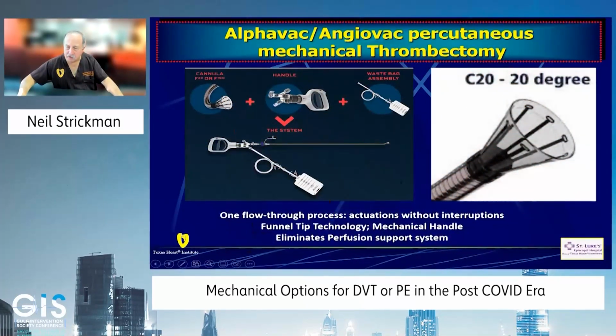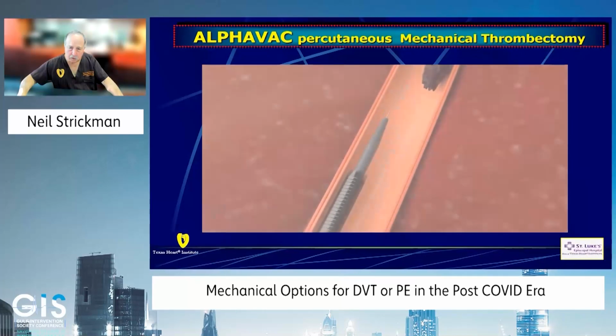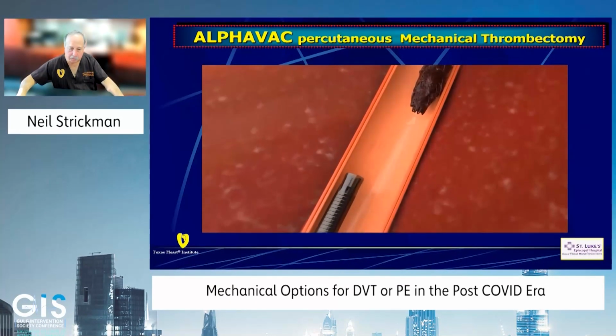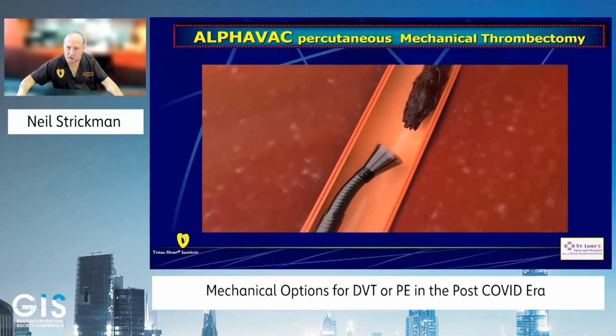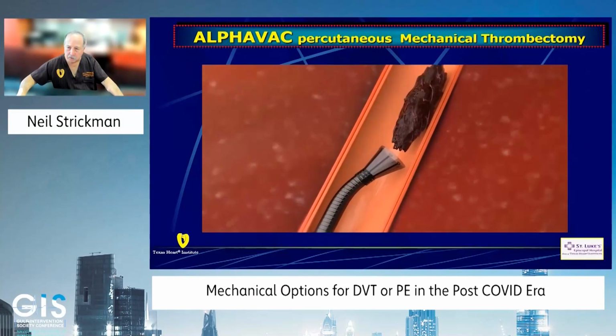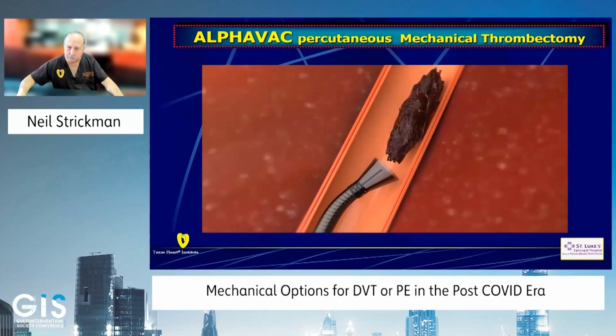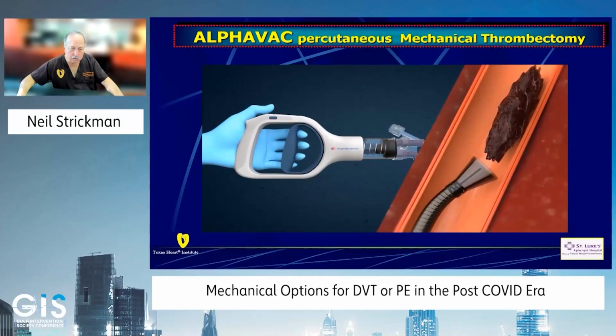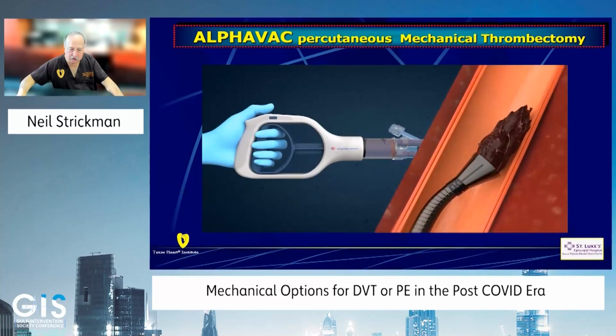The AngioVac or AlphaVac are also mechanical devices which use a deflecting 20 to 27 French system. Here we advance a funnel-shaped 20 to 27 French tip. As you can see here, by changing the direction, you are then able to pull the clot into the funnel. The handle is pulled, creating a controlled aspiration of the thrombus as seen here.